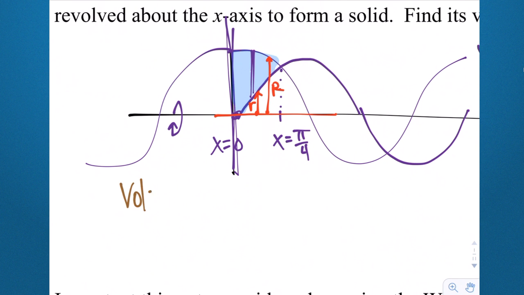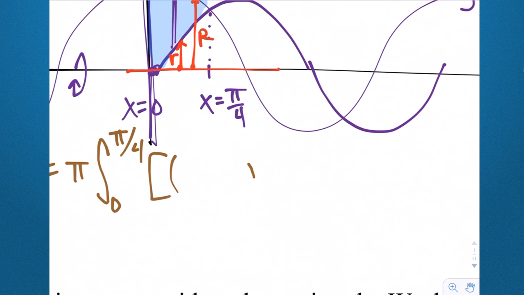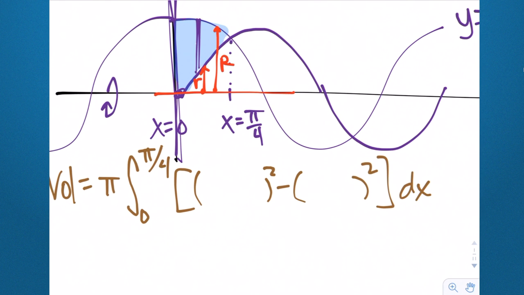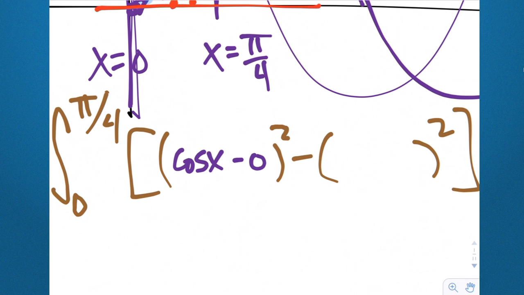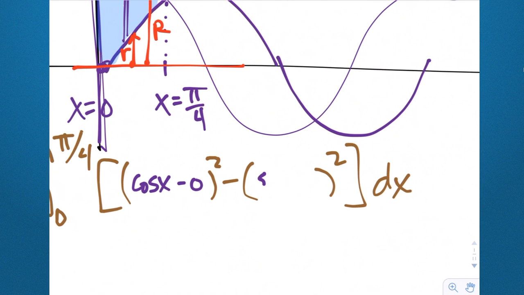So here we go. The volume is, what goes out front? Pi. Sum of the infinitely thin slices from 0 to pi fourths. Beefy brown brackets. And here we go. Big R squared minus little r squared dx. So I always do it as a 2-step process. And then I come back and I look to see what big R is. Big R, the curve on top is cosine, and the curve on the bottom is the axis. So it's cosine of x minus 0. And then little r is sine on the top. Axis equals 0 on the bottom, so it's sine minus 0.